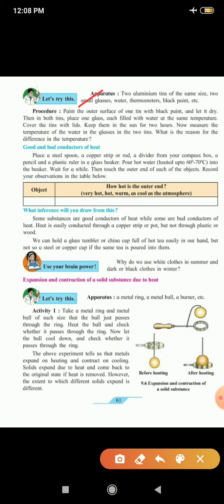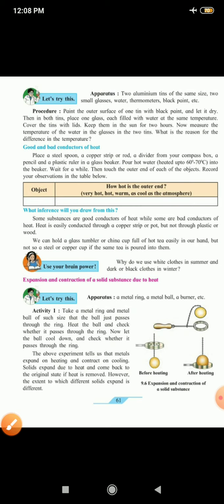So here we will observe that the one glass which is painted black, the temperature is more, and the other glass, the temperature is less. So here we have seen that the ability of a substance to absorb heat radiation depends on its color and also its intrinsic properties. Now, let us see a video regarding conduction, convection, and radiation.